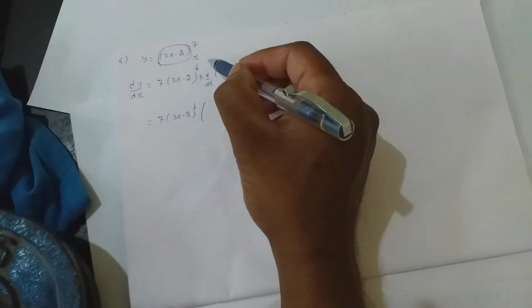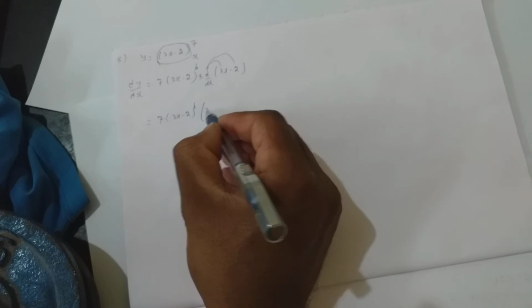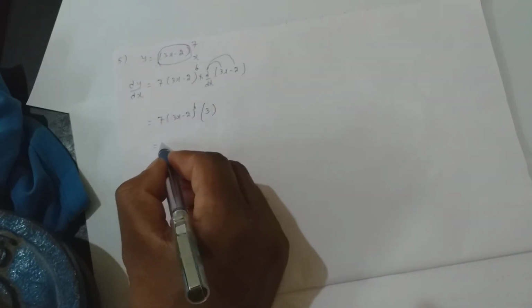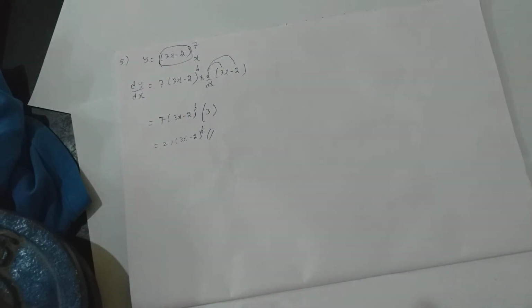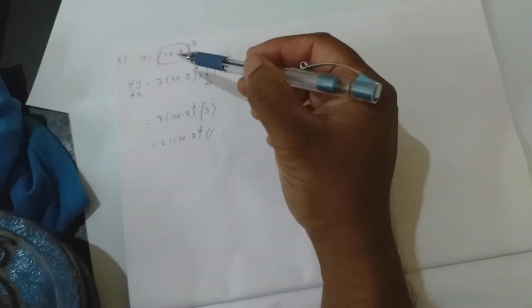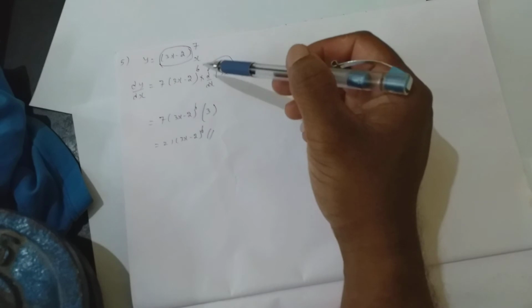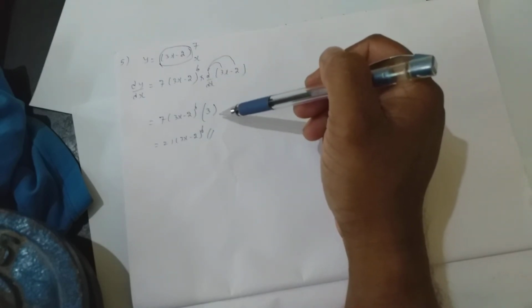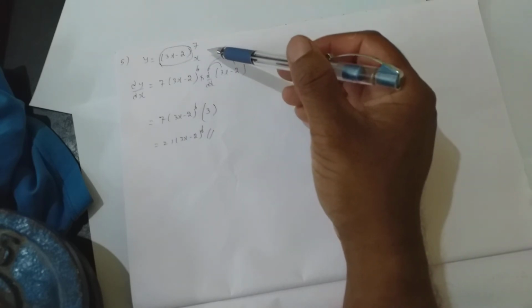Now d by dx gets applied to this one and also to this one. So 3x gives 3 and for 2 it is 0. So it is 21 into (3x minus 2) power 6. Is the answer clear? Did you understand? You need to assume this to be x. Then x power 7 differentiation into, in place of x, whatever you considered. That's how you need to do when the entire bracket has got the power.